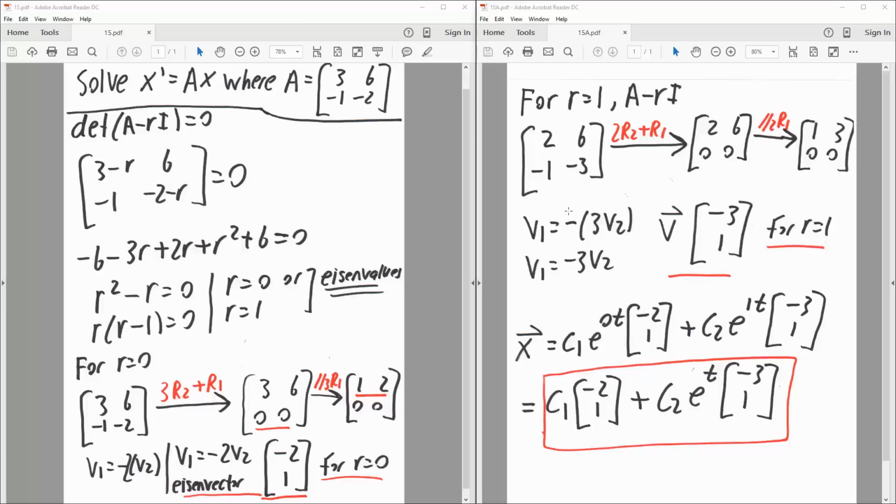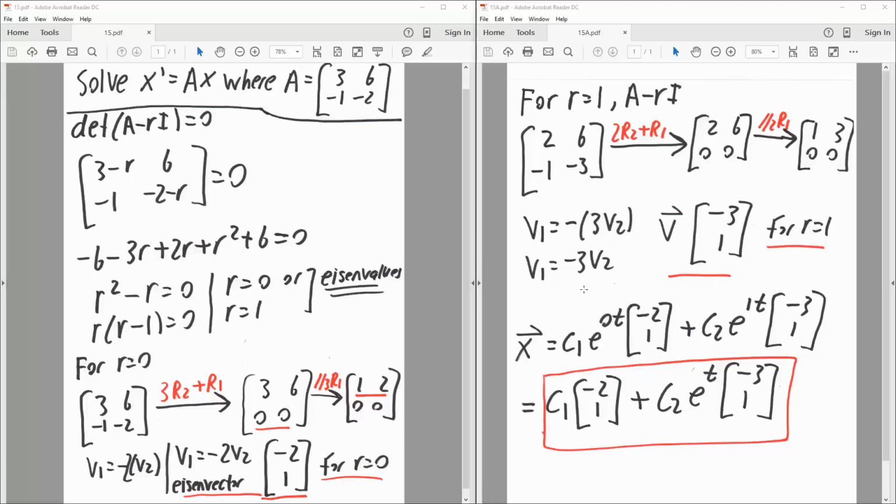And so we can conclude that v1 is equal to minus, parentheses, 3v2. It's always the opposite. And so we can therefore say v1 is equal to minus 3v2. And if v1 is, let's say, negative 3, that means v2 would be 1. Or if v2 is just 1, then we have negative 3 times 1, so negative 3 for v1. And this is our eigenvector for r is equal to 1.